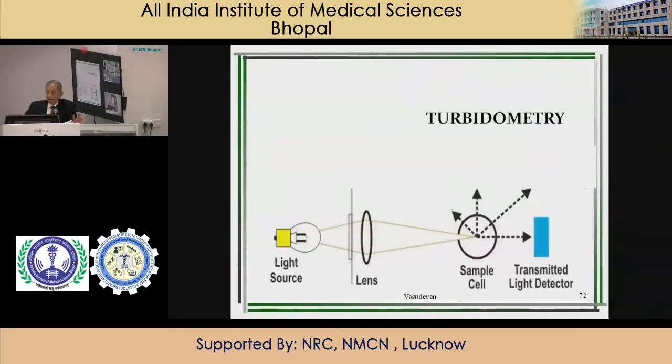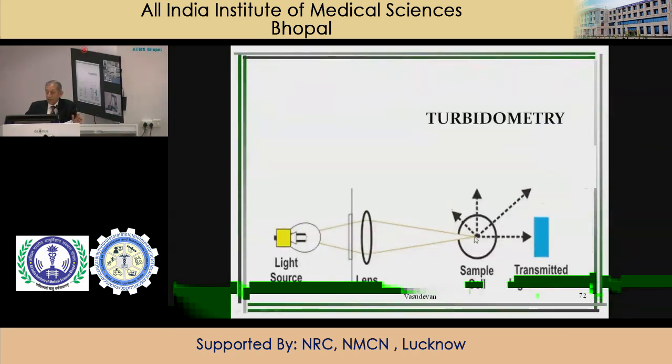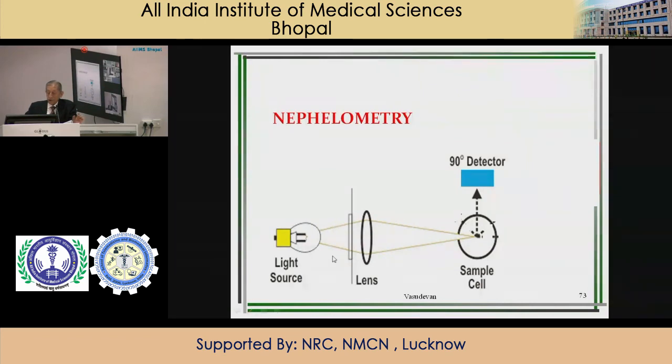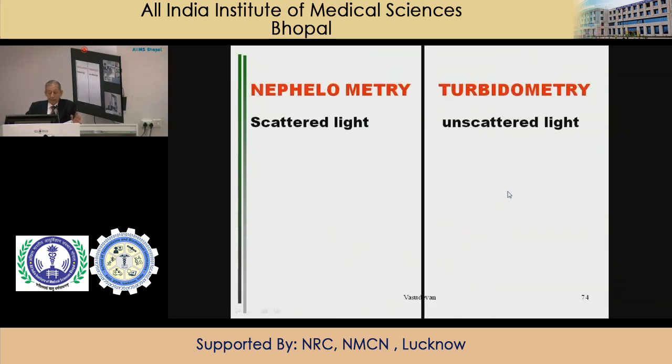In turbidometry, light is passing through the sample at 180 degrees, that is transmitted light, and the detector is there. Now, nephelometry has more or less the same principle. The difference is that scattered light is taken. The light is scattered here, and the detector is put at 90 degrees. Of course, it can be many other angles also. But anyway, this is the major difference: in nephelometry, scattered light is taken, and in turbidometry, unscattered light is taken.